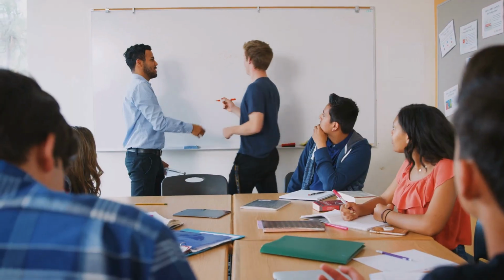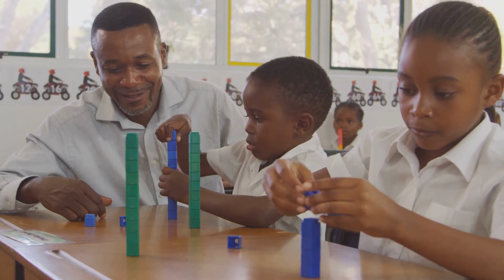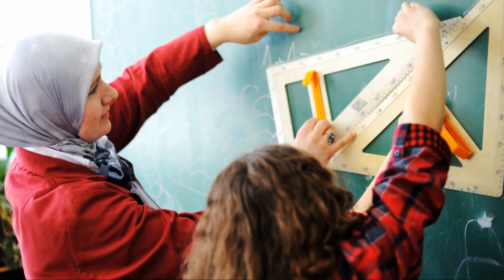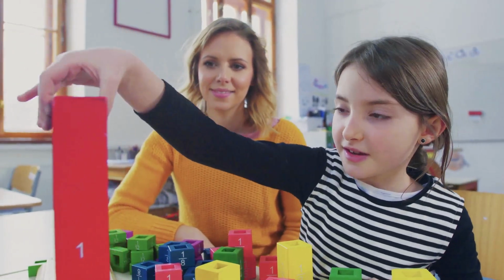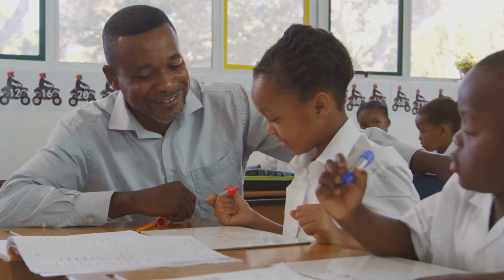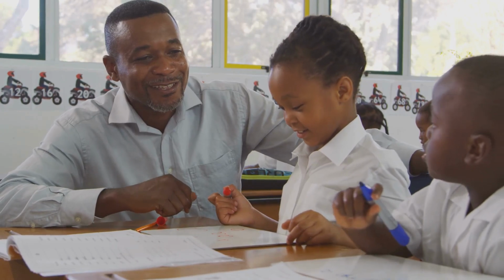Modeling is a powerful technique in sheltered instruction. Teachers demonstrate what they want students to do. They think aloud as they solve problems. This shows students the thought process behind the task. It's especially helpful for ELLs who might struggle with written instructions.